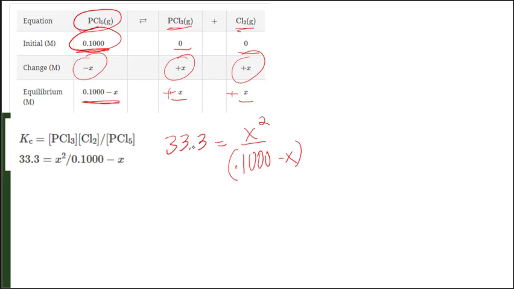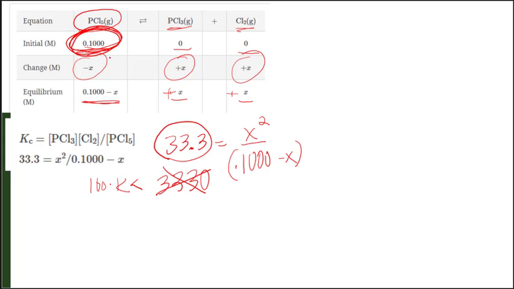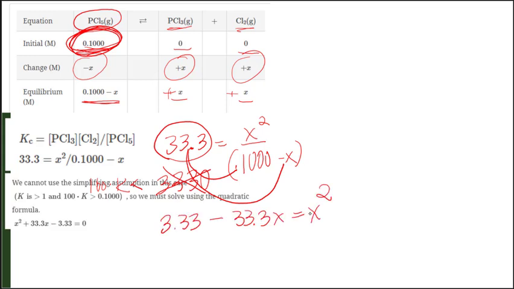Now you might be going, hey, do I have to use the quadratic equation here? Well, let's see. What is 100 times K? 100 times our K is 33.3. So 33.3 times 100 would be 3,330, and it is substantially greater than our initial concentration. So unfortunately, we have to use our quadratic equation. We can only simplify if 100 times K is less than our initial concentration. So we will distribute 33.3 times 0.1 and then 33.3 times negative x, leaving me with this equation.